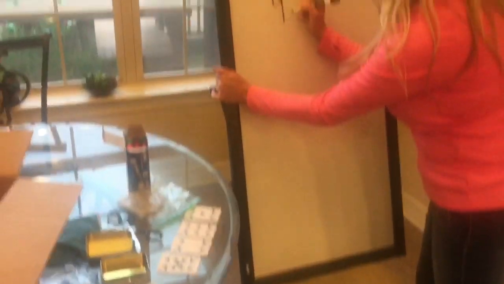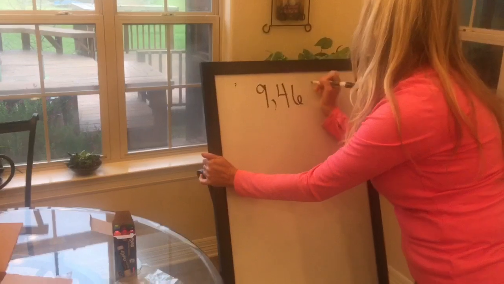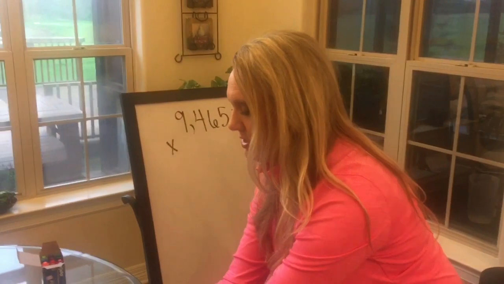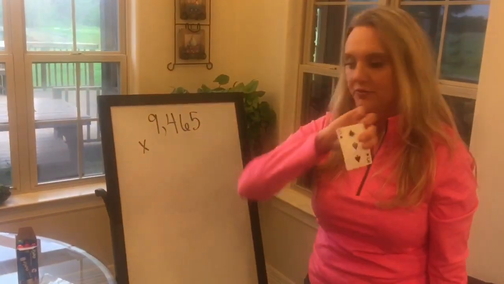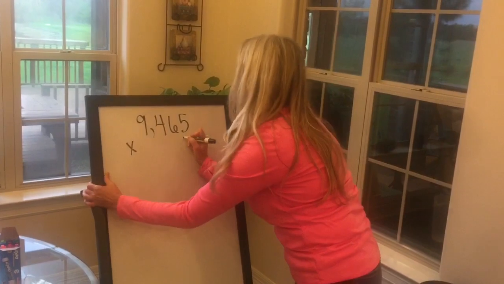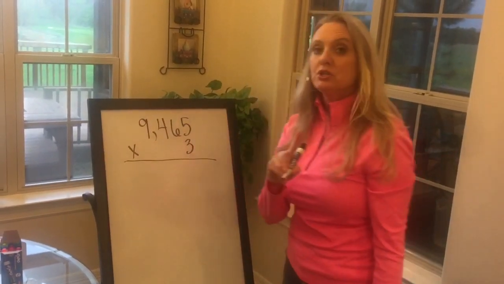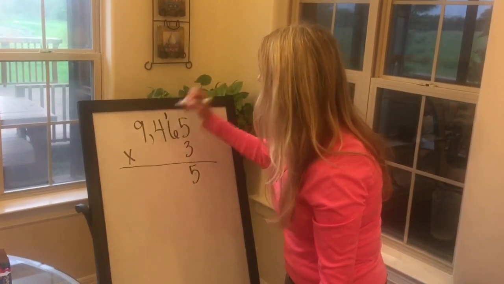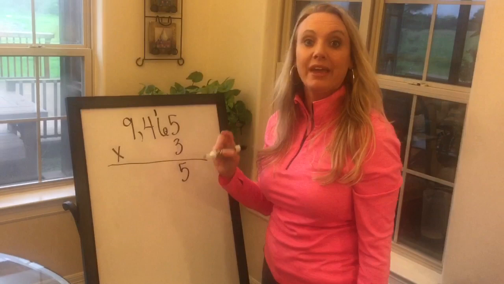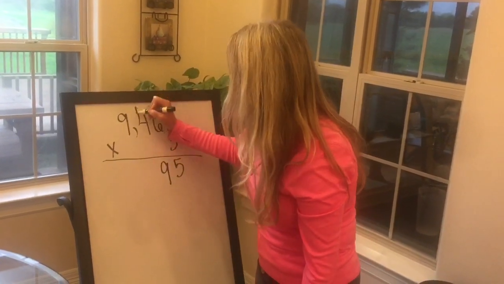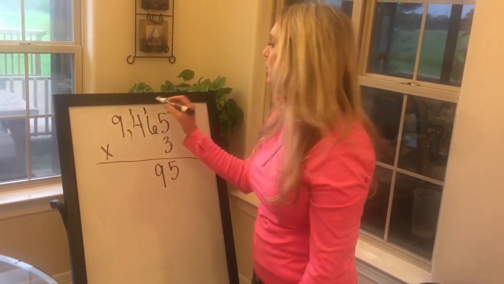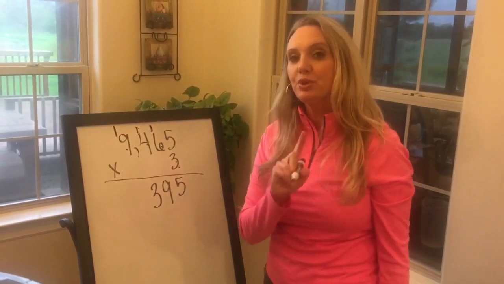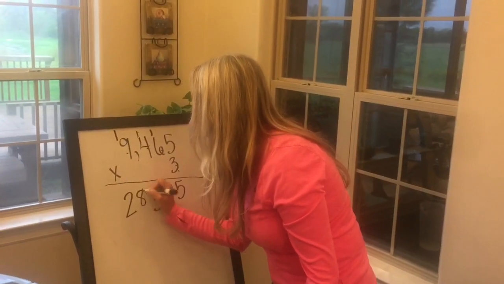I may say 9,465 times, let's pull one out of the deck, 3. So, remember to start. 3 times 5 is 15. Carry the 1. 3 times 6 is 18, plus 1 more is 19. 3 times 4 is 12, plus 1 more is 13. 3 times 9 is 27, plus 1 more is 28.